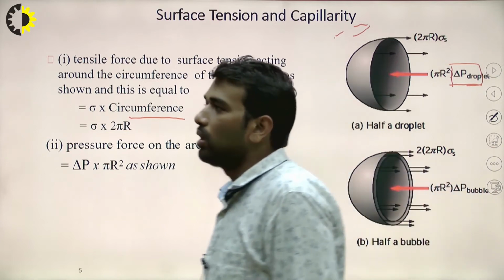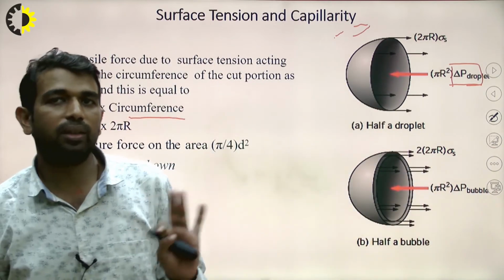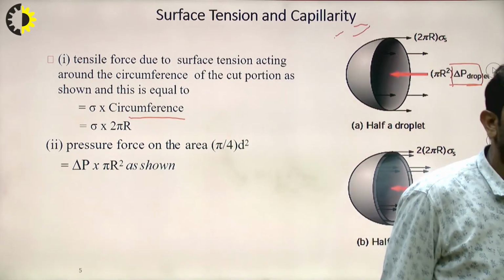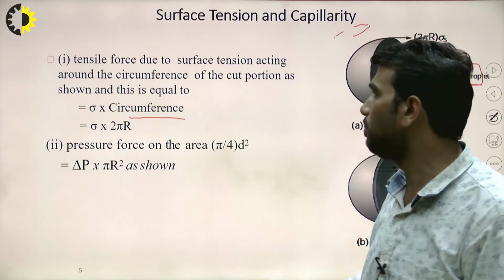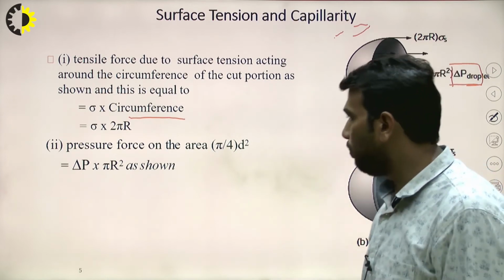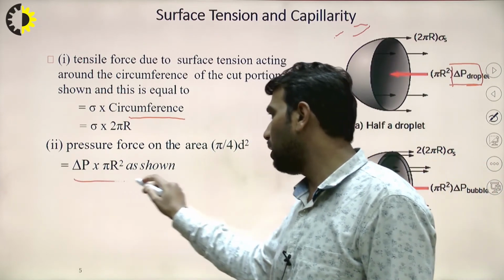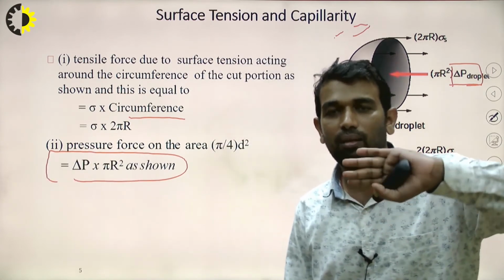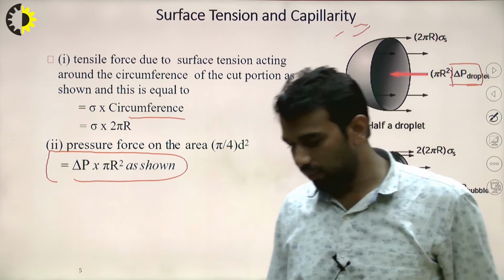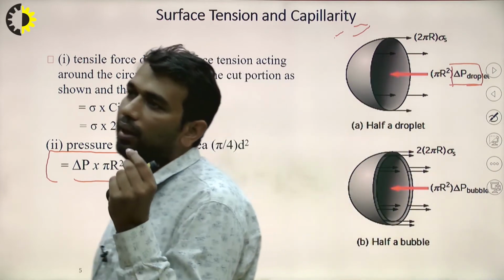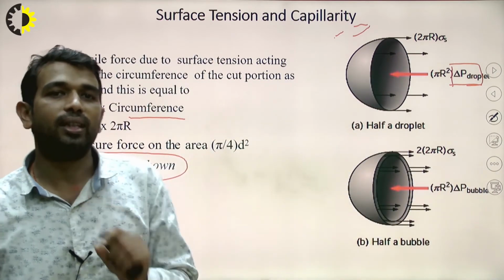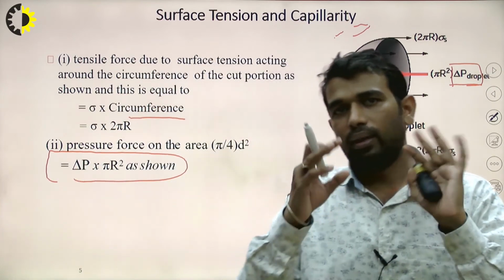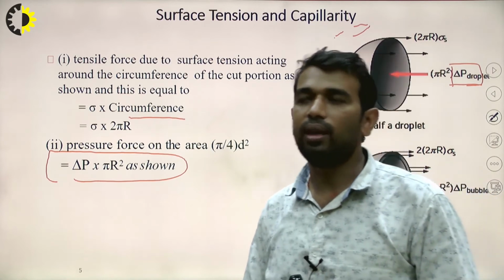So the total pressure force acting on the droplet is nothing but del P into the cross-sectional area of this particular droplet, that is pi r square. So the pressure force is del P into pi r square. This extra pressure force, which is in excess of the atmospheric pressure, is going to balance the surface tension force. So both forces must be equivalent. If it is not true, this droplet is not in static equilibrium.